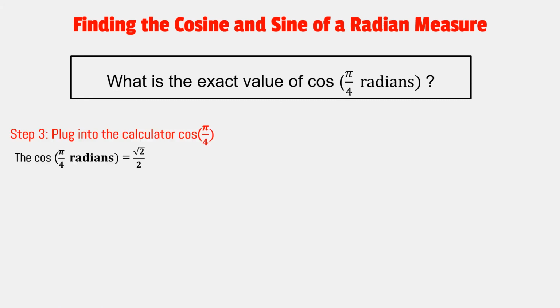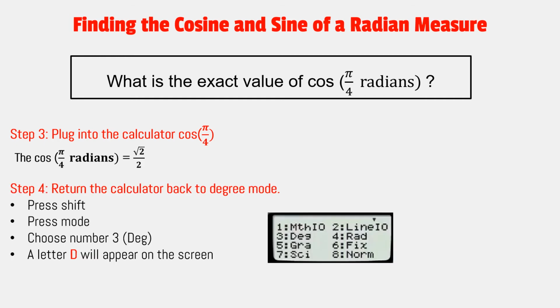You plug cosine pi over 4 radians as is after you have changed your calculator to radian mode, and the answer will be radical 2 over 2. Again, after you have done that, you have to return your calculator back into its degree mode, or what we'd like to say as the normal mode.